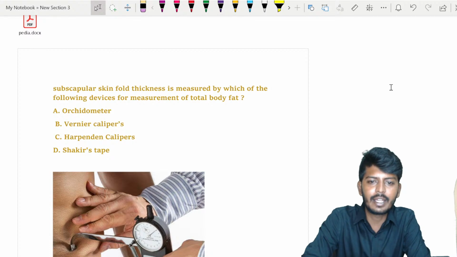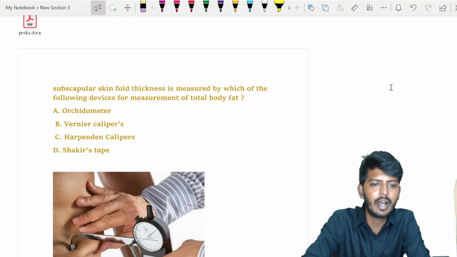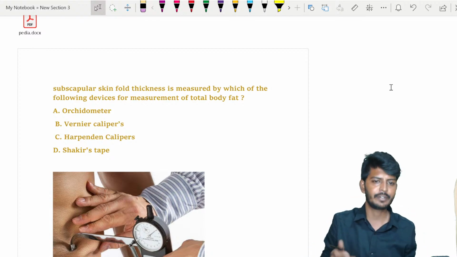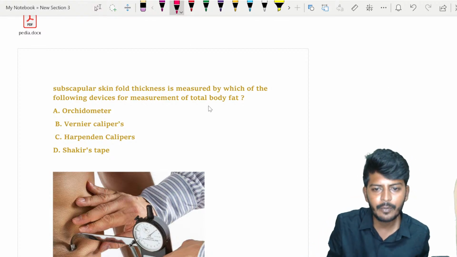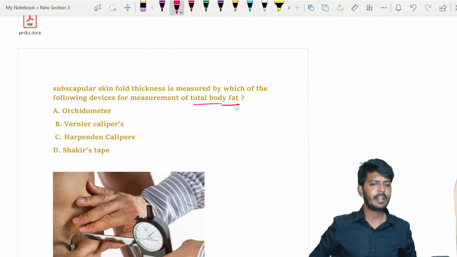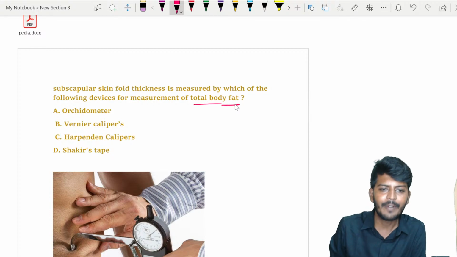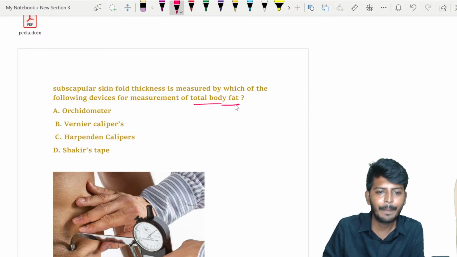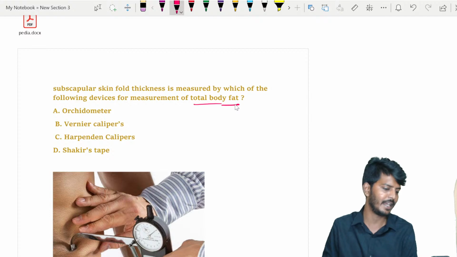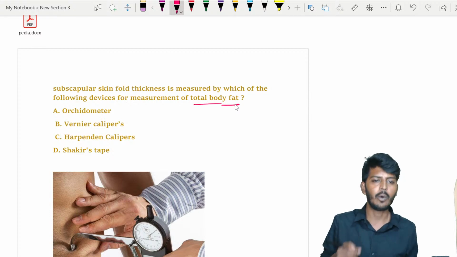Subscapular skin fold thickness is measured by which of the following devices for the measurement of total body fat? The options given are archidometer, vernier calipers, Harpenden calipers and Shakir's tape. So what is the answer?